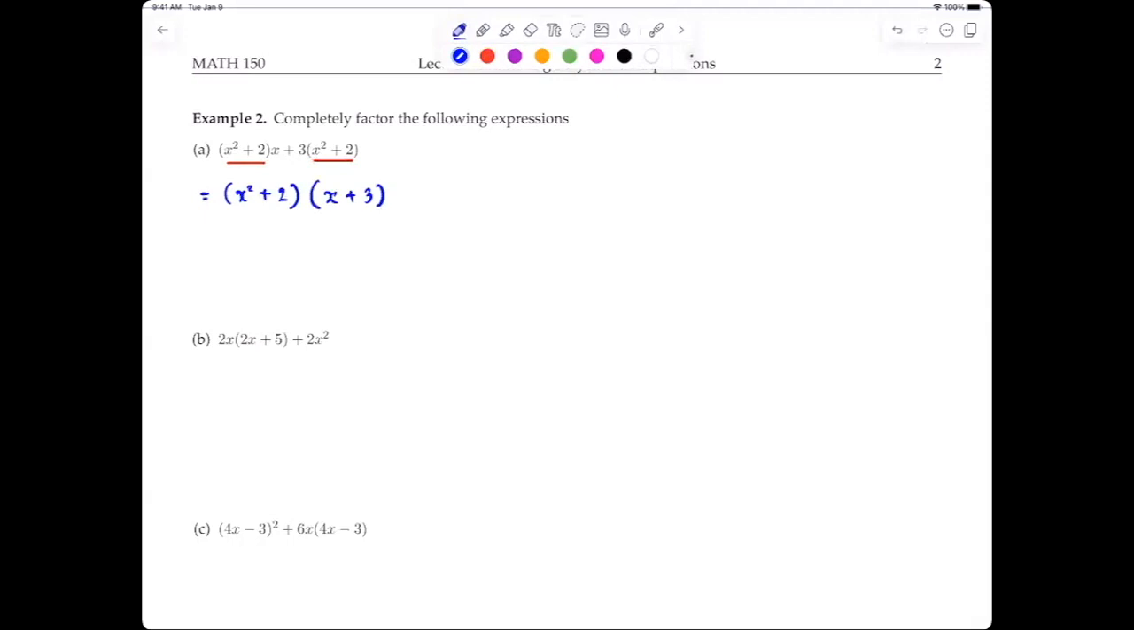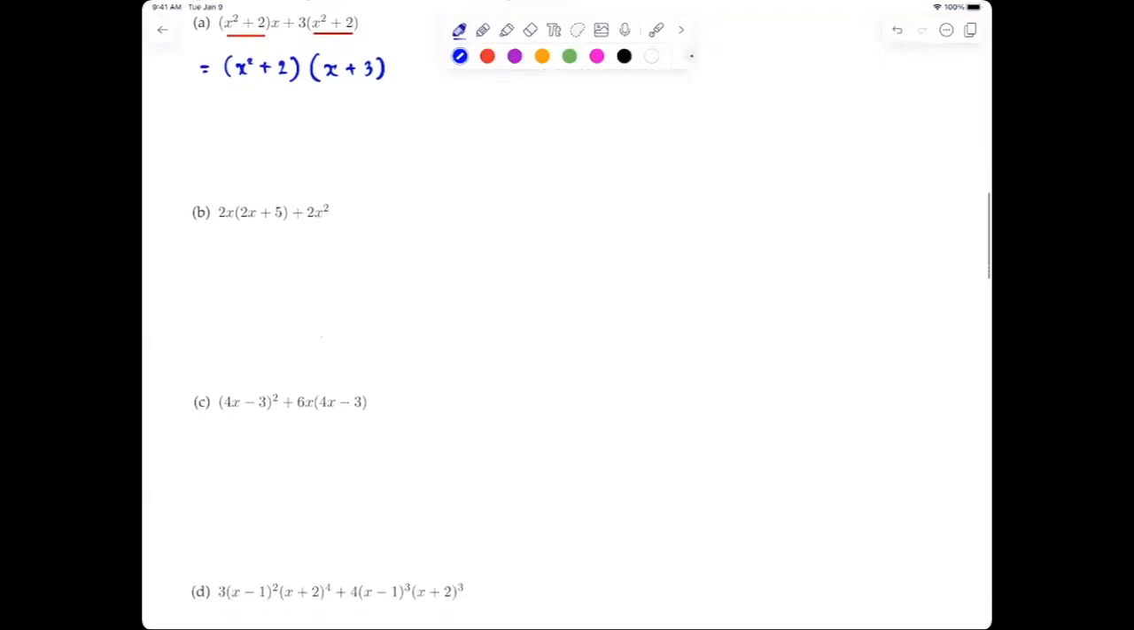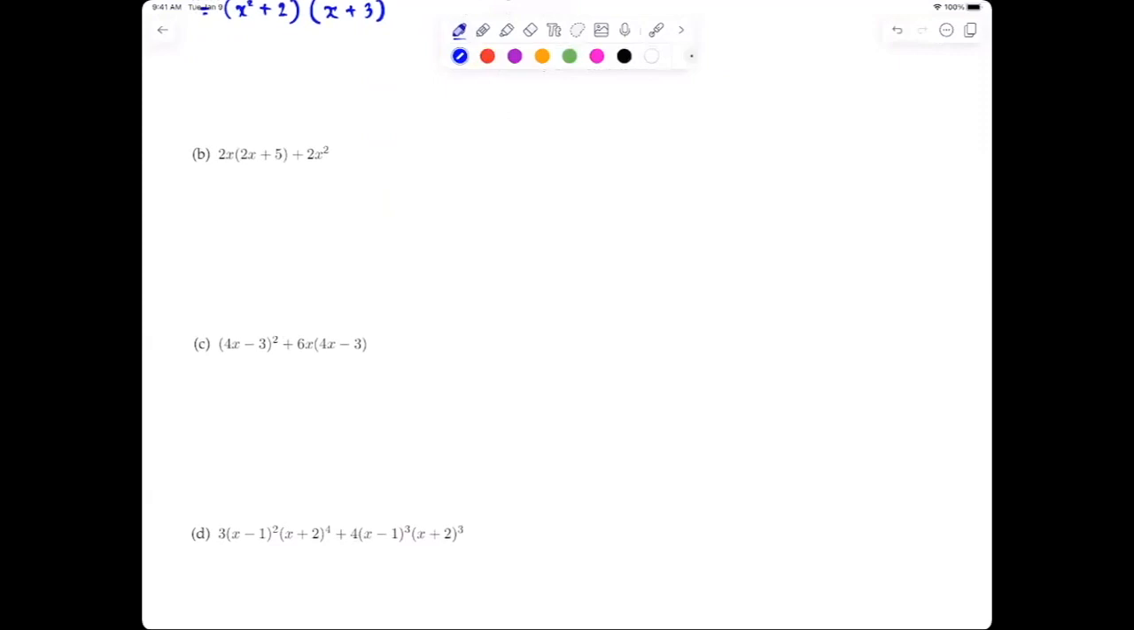Now, does it make sense to you? Good. What about the next one? 2x times 2x plus 5, plus 2x squared. What is the common factor? 2x is the common factor. So 2x here, 2x here. You get 2x as the common factor, and you're left with 2x plus 5 for the first term, and then plus x for the second term.